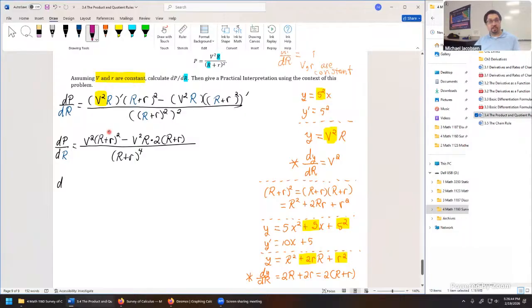Notice that R plus r is here, here, and here. That means there's a greatest common factor that could be pulled out. It also means it reduces. So here's one way to visualize it.